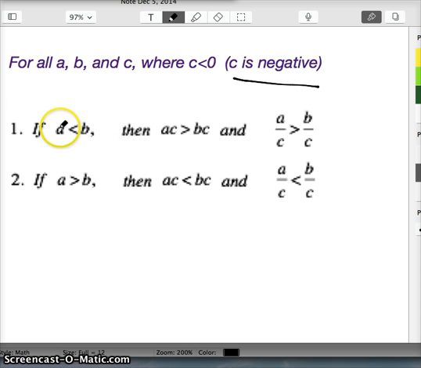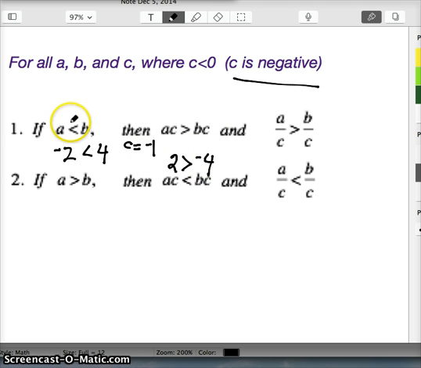So if I have A being less than B, a situation like that would be, let's say -2 is less than 4, right? We all agree with that. And let's say C is some negative number. Let it be -1. Let's see what happens here. When I multiply -1 times -2 to get this AC value, I get a +2. When I multiply 4 times this -1 to get this BC value, I get a -4.